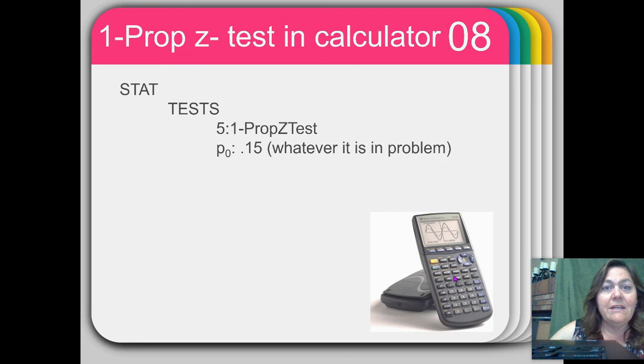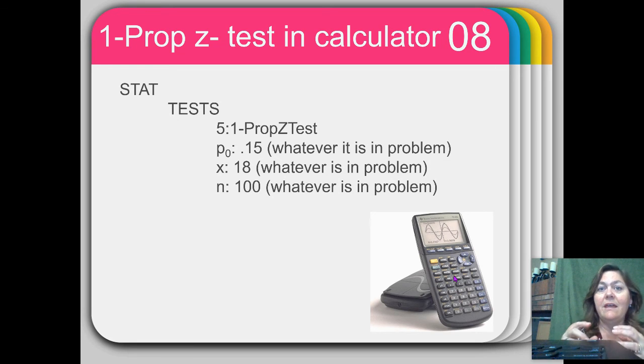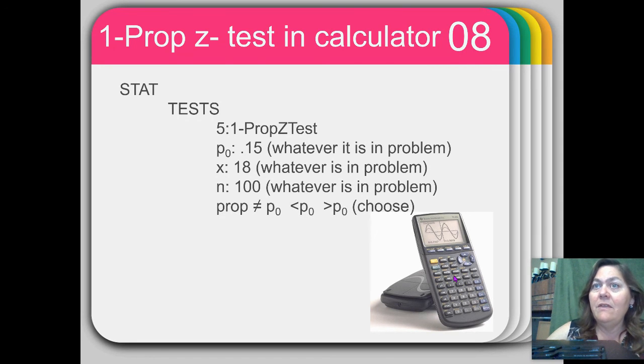Now here are the things you're going to enter. You'll have to enter your null proportion. You'll have to enter X, which is how many out of N, the total sampled. So I can't remember the numbers in the last problem, but if we had 42 out of 100 people say something, 42 is the X, 100 would be our N. Then you tell it whether it's one-tailed, two-tailed, left or right, and hit calculate.